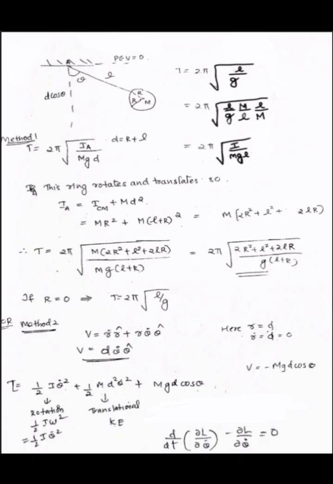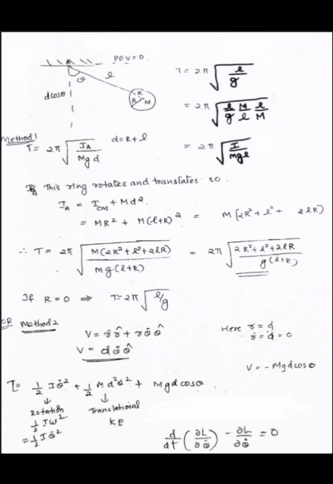So here the time period is equal to 2 pi into square root over Ia by mgL. Here Ia is, as the ring rotates and it translates, we can say that the moment of inertia at the point A is Icm plus m d square, that is m R square plus m into (L plus R) the whole square, that is m into (2R square plus L square plus 2LR). That is T is equal to 2 pi into square root over m (2R square plus L square plus 2LR) divided by mg (L plus R). That is equal to 2 pi into square root over (2R square plus L square plus 2LR) divided by g (L plus R).